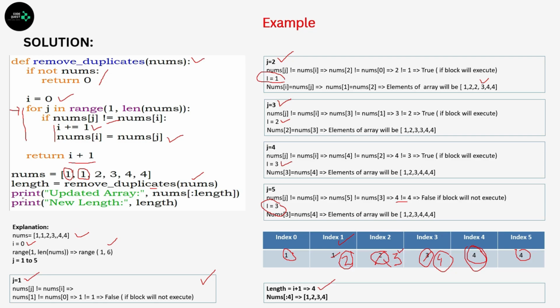Now here what I am doing, I'm printing the updated array because I'm trying to print what are the unique elements present from the beginning till the end. So here I have taken nums and I'm mentioning the slice operator colon length. What is the length here? 4, which means I will be getting the elements like nums of 0, nums of 1, nums of 2 and nums of 3. And what do we have there? Nums of 0 is 1, nums of 1 is 2, nums of 2 is 3 and nums of 3 is 4, which are the unique values. And finally we are also printing the length. What is the length? It is 4. Thank you.